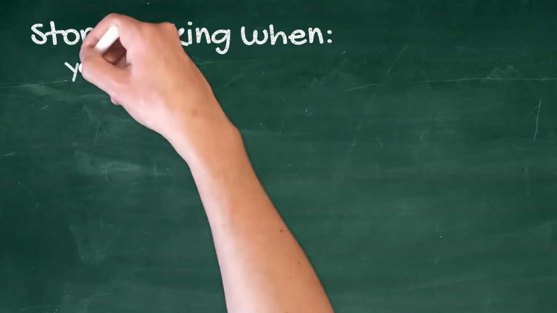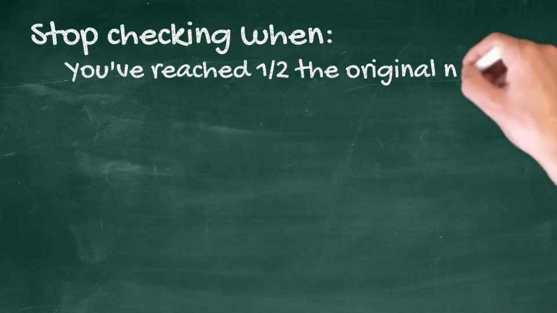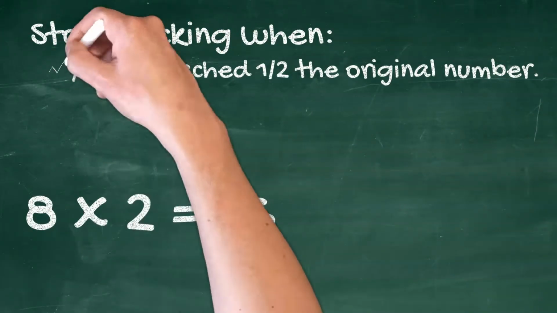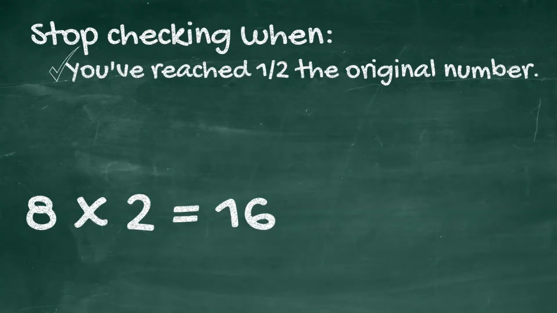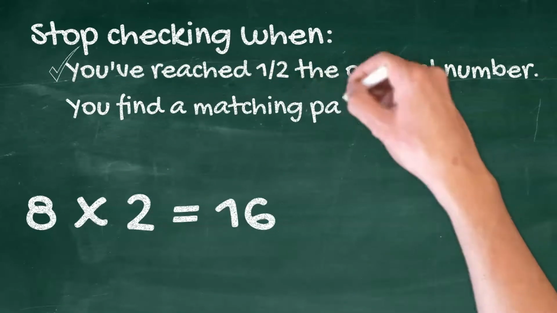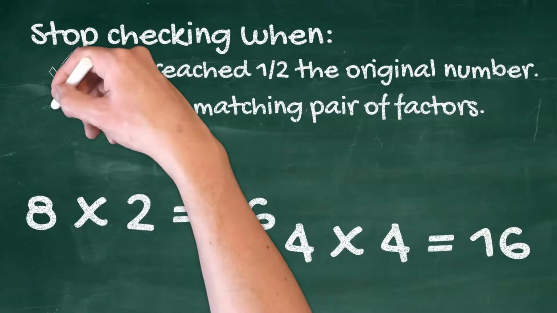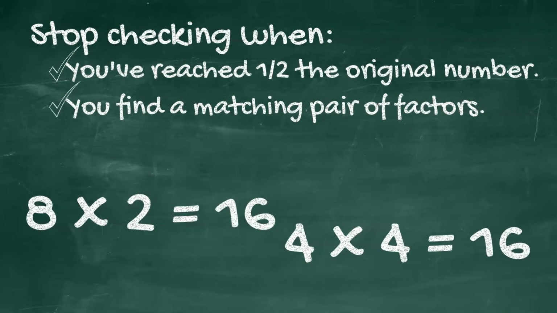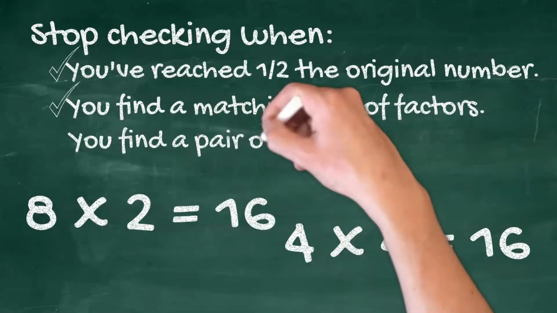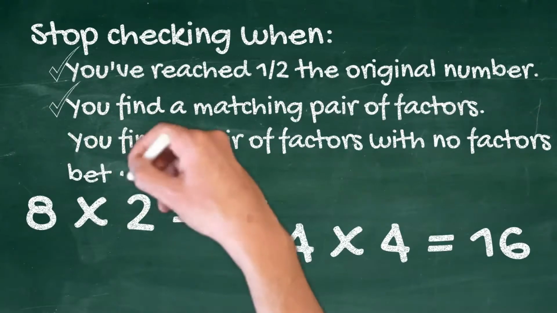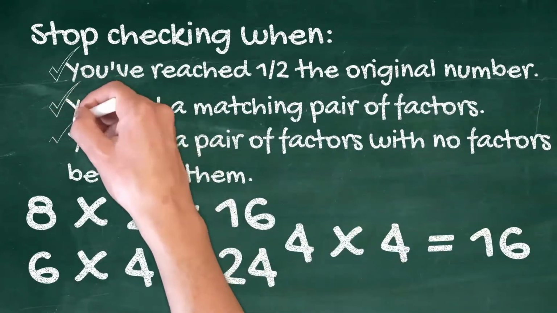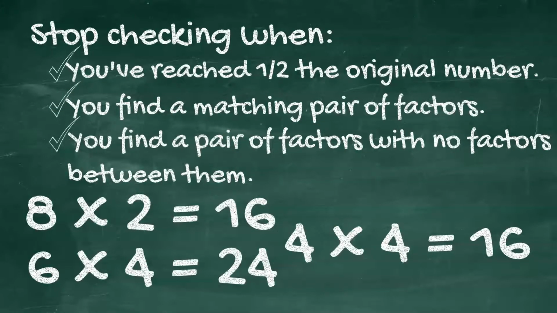We can stop looking for factors when we have checked all the numbers up to half the value of our original number, or if we have found a factor that multiplies by itself to result in our number, or we have found a pair of factors that have no factors of our number in between them, such as the example with 4 times 6 and 6 times 4.